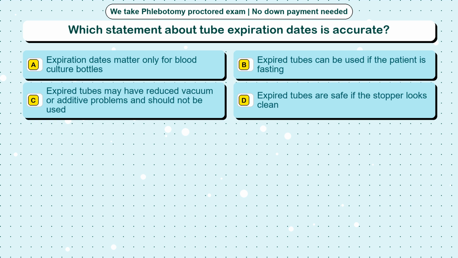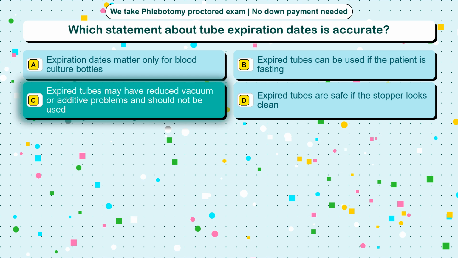Question 83. Which statement about tube expiration dates is accurate? Option A, expiration dates matter only for blood culture bottles. Option B, expired tubes can be used if the patient is fasting. Option C, expired tubes may have reduced vacuum or additive problems and should not be used. Option D, expired tubes are safe if the stopper looks clean.